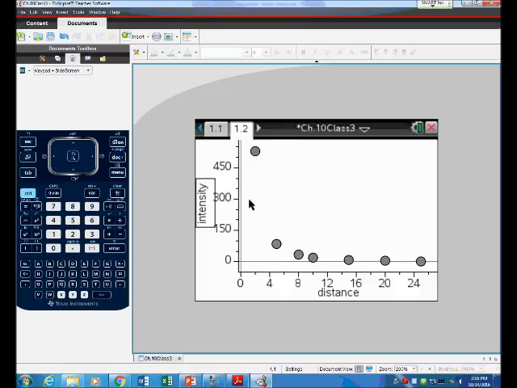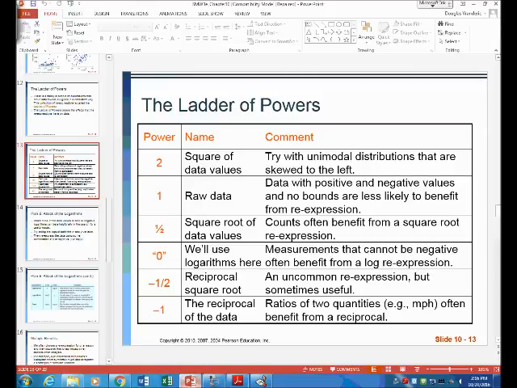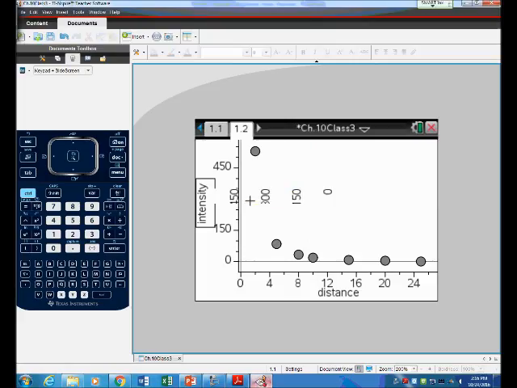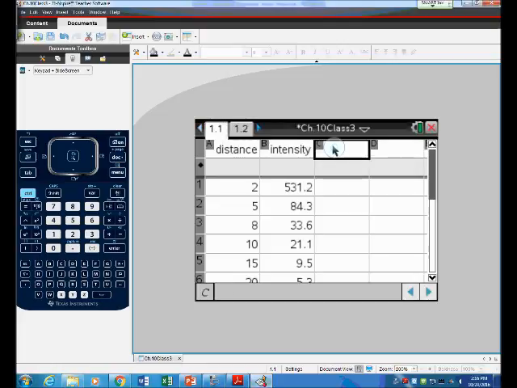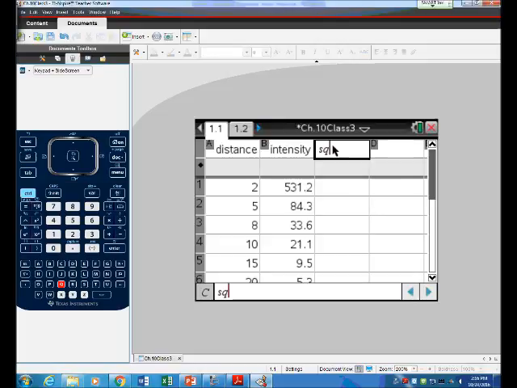The ladder of powers, again, this slide is very beneficial. So we're starting at the raw data. I'm going to see what happens when I square my y values. So I'm going to square the intensity values. So I'm going to go back here. Let's type in square intensity. I'll do square int. Let's go with that. And then I'm going to write squint, if you will, equals. And I'm going to type in intensity.